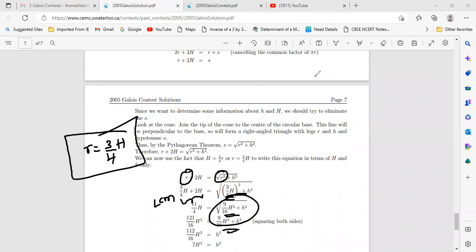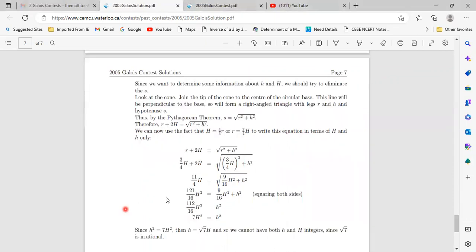Very simple calculation. You'll have 121 upon 16 h square, and here you have 9 upon 16 h square. Just take it to the other side. It becomes 112 upon 16 h square is equal to small h square. If you simplify 112 and 16, you're going to have 7. So it's 7 capital H square is equal to small h square. If you take the square root of both, you're going to have small h is equal to square root of 7 into capital H.